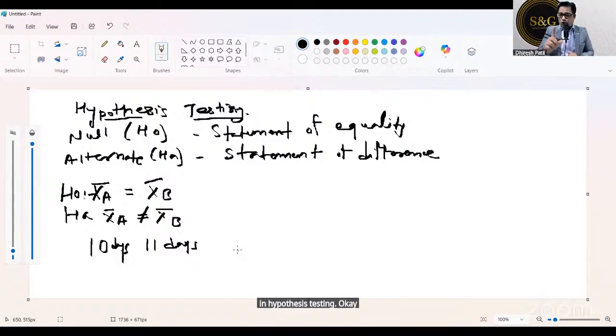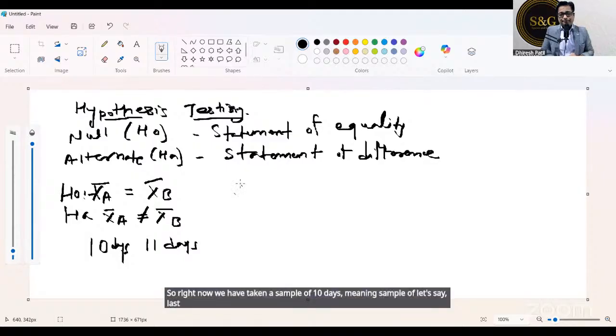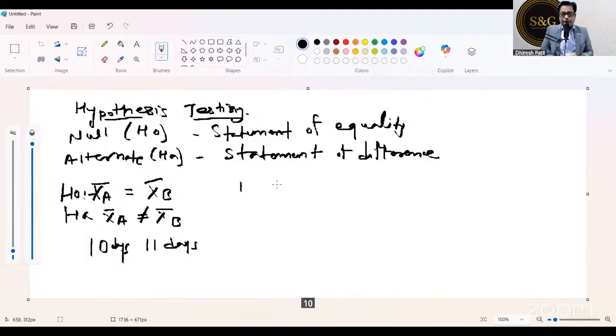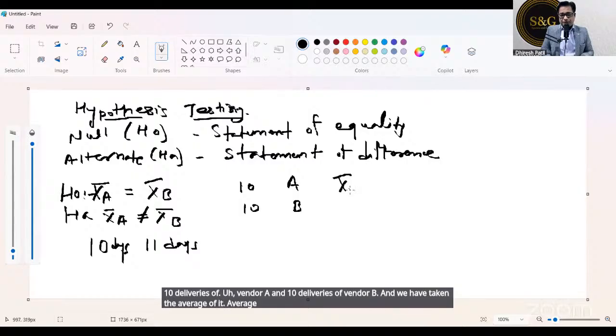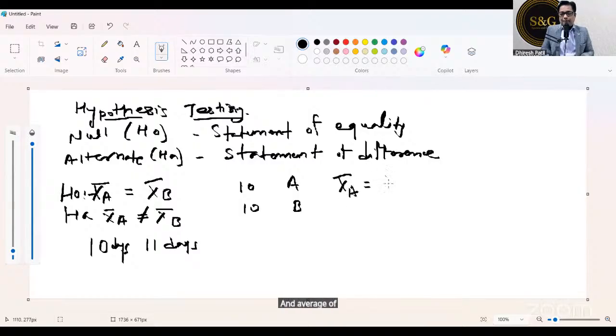So for example, right now we have taken a sample of, let's say, the last 10 deliveries, 10 deliveries of vendor A and 10 deliveries of vendor B, and we have taken the average of it. The average of vendor A is coming, let's say, 10 days, and the average of vendor B is coming 11 days.